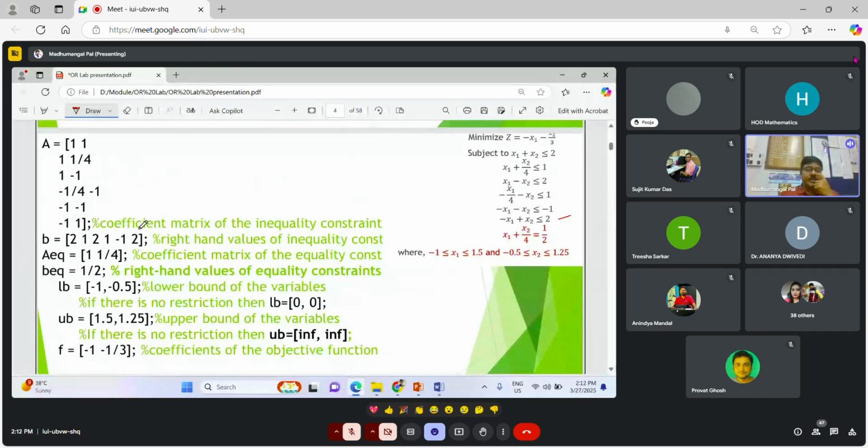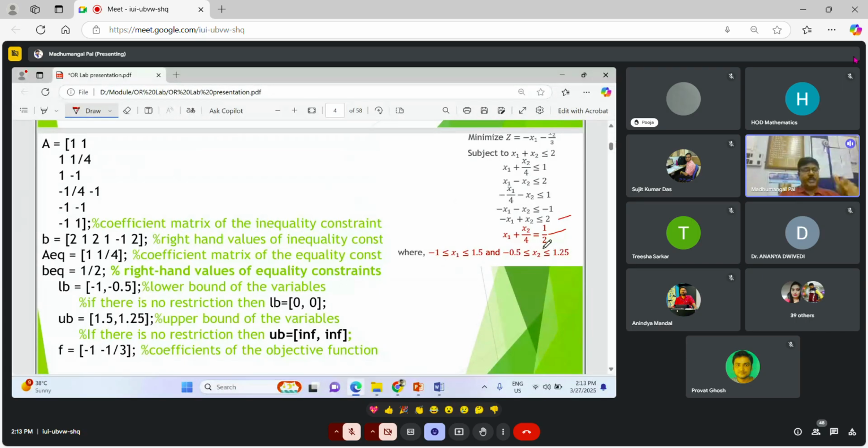And what is the vector B? B is the right hand vector. So the right hand vector is 2, 1, 2, 1, -1 and 2, just simply the right hand elements of the constraints. And there is only one equality constraint, and its coefficients are 1 and 1 by 4. So this is the matrix Aeq. For this problem, Aeq is a matrix of order 1 by 2, because one row is there and two elements are there. So Aeq is 1 and 1/4.